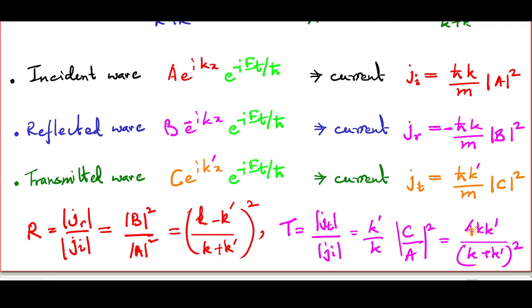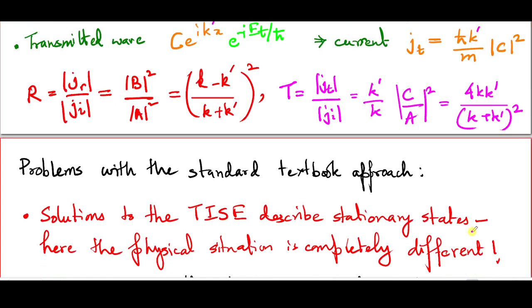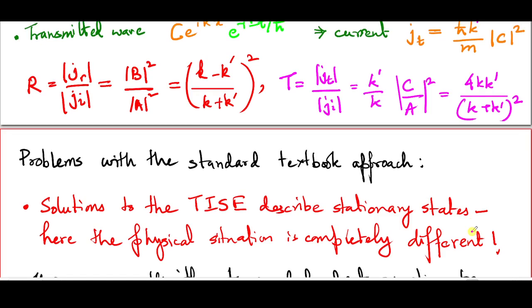But why do we then need a deeper look? Let me point out that this derivation has some very, very important gaps. The most important one of them is the following. You are solving the time-independent Schrodinger equation to get to this answer. But what TISE describes are stationary states, states which do not change with time. The physical situation that we are talking about here is extremely different. We are talking about a particle which is coming in from way to the left, hitting the step, and then either being reflected or transmitted.